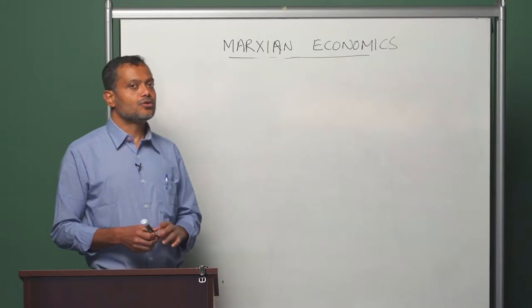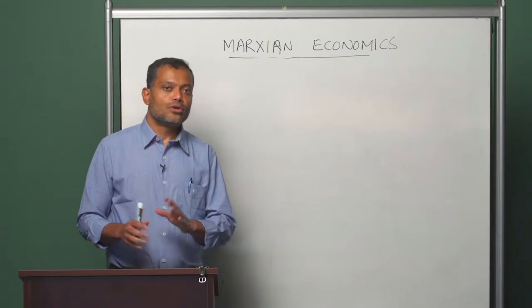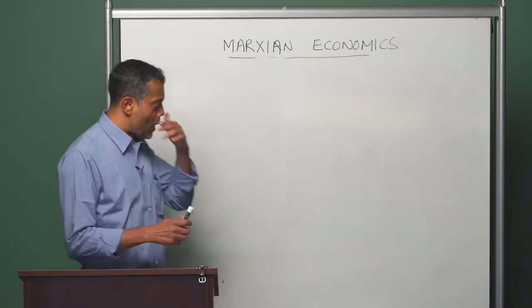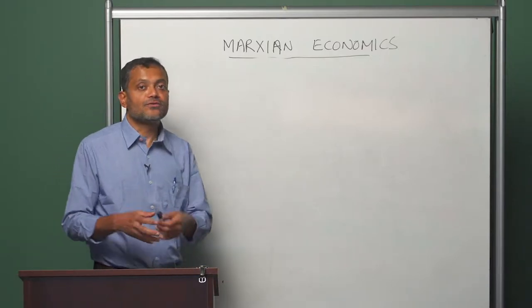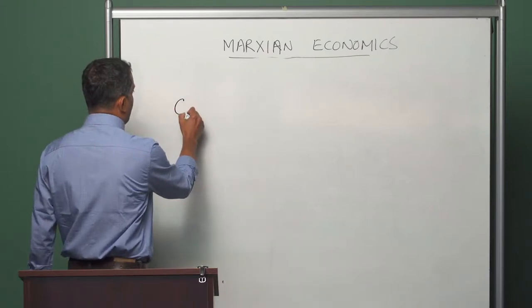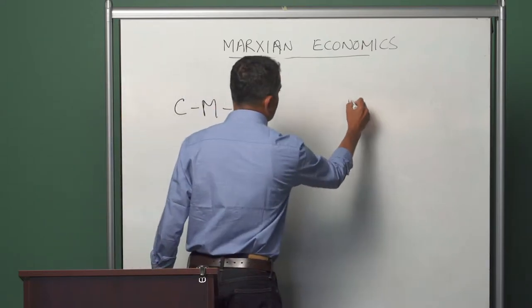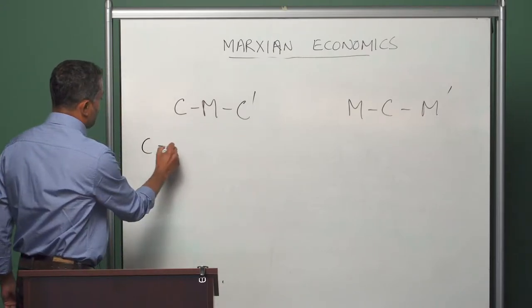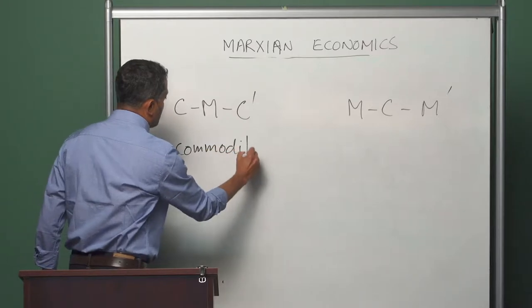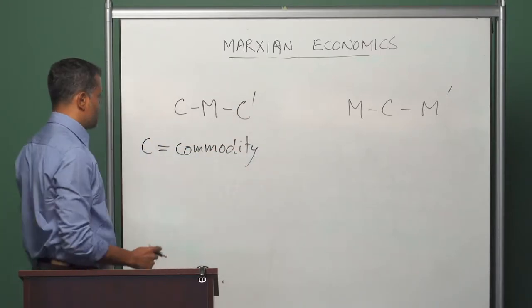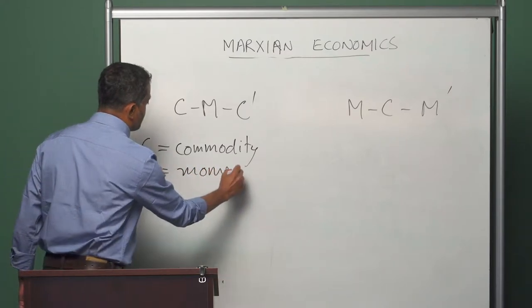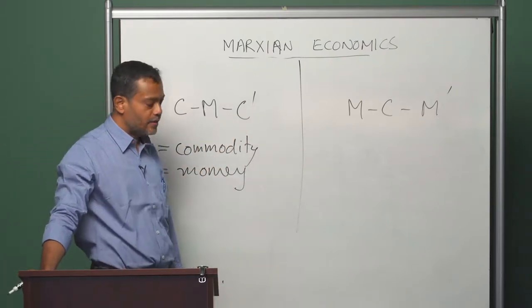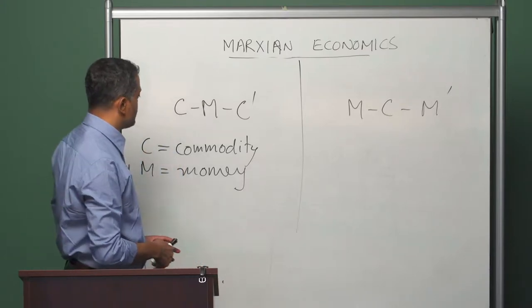To understand the notion of surplus value, let us think of the two typical ways in which commodities are exchanged in a capitalist system. So the two types of exchange or the two types of circulation are the following. Here, C stands for commodity, C prime stands for a different commodity, and M stands for money. So there are these two different forms of circulation that we observe in any capitalist society. Let us look at each of them in some detail.